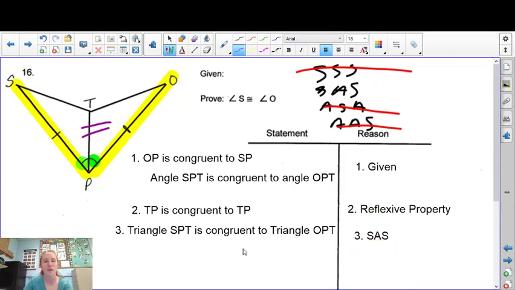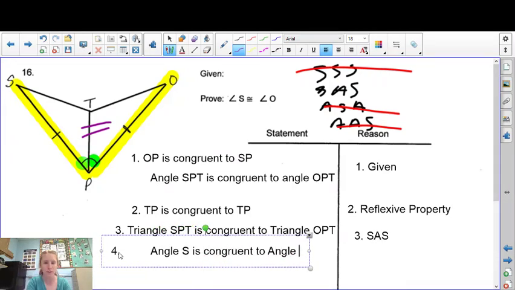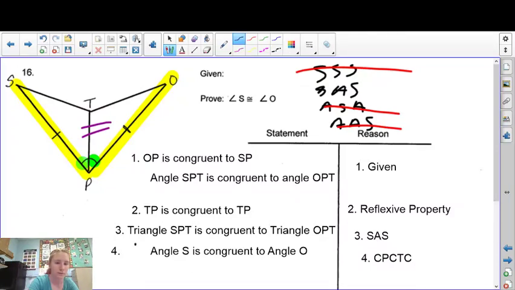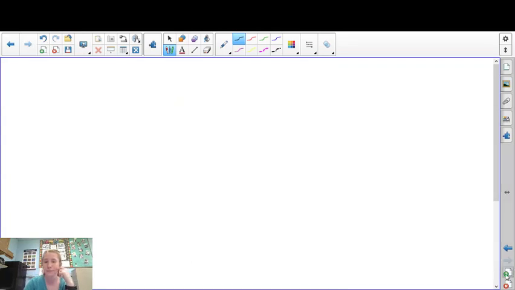Well, since I've proven that my triangles are congruent, I can show that angle S has to be equal to angle O. So my therefore, which I'm going to leave some space so I can actually do that, angle S is, excuse me, to angle O. And our reasoning is CPCTC. Therefore, angle S is congruent to angle O, CPCTC. Look in your homework.